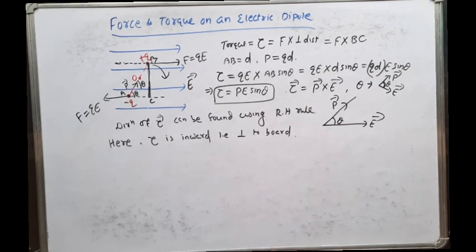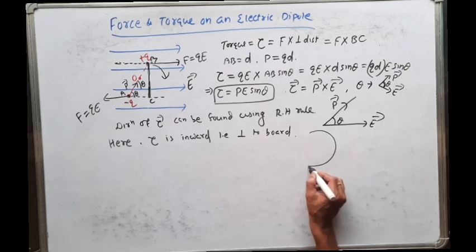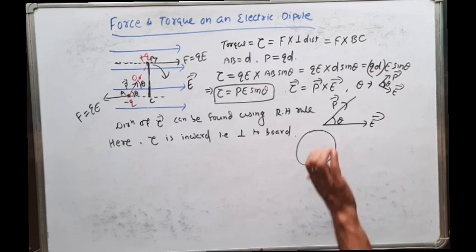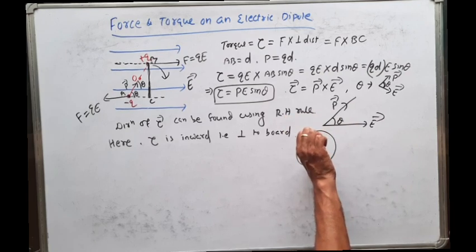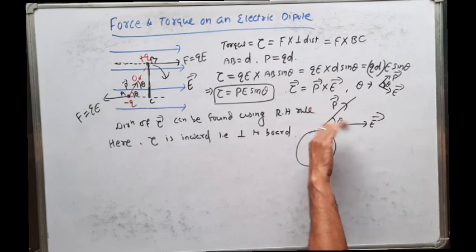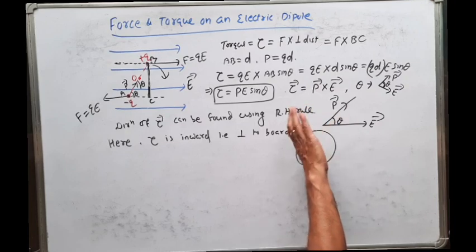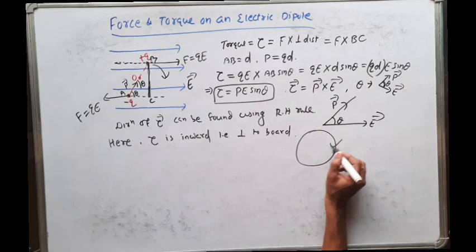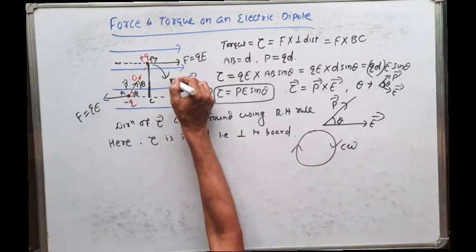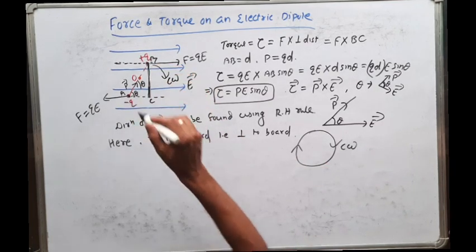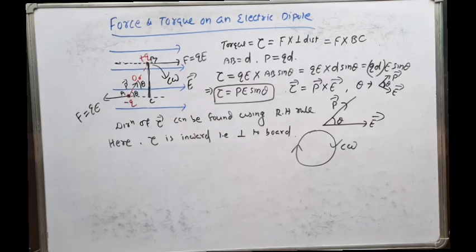And you know, according to the circular motion concept, if the direction thumb is inward, then the four fingers will give the direction of the rotation. So here direction of the rotation is clockwise. So here the dipole will rotate in which direction? Clockwise. So I think it is clear. So this is the expression of the torque.